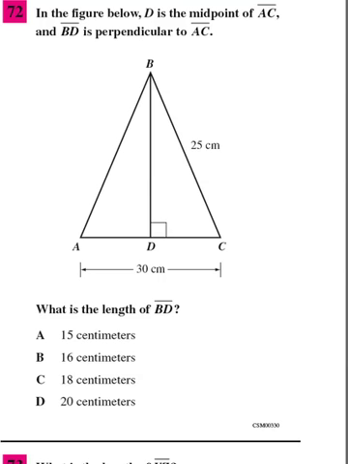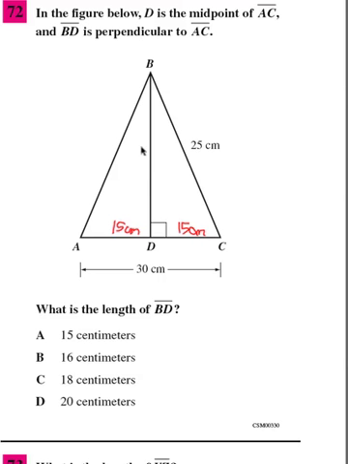Problem 72. In the figure below, D is the midpoint of AC and BD is perpendicular to AC. So D is the midpoint of AC. That means that this is 15 centimeters and this is another 15. And BD is perpendicular to AC. That's already noted right here. And they want to know what's the length of BD.